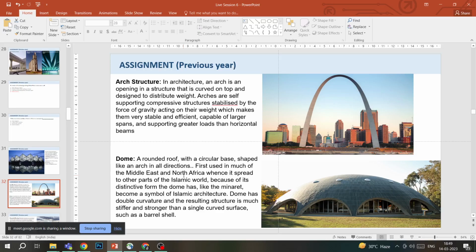Firstly, the domes were used in the Middle East and North Africa, and then it spread to other parts of the Islamic world. Because of the distinctive form the dome has, it became a symbol of Islamic architecture later. But in modern times, we use the dome not just in Islamic architecture or in churches or other places, but we have actually modernized this technique.